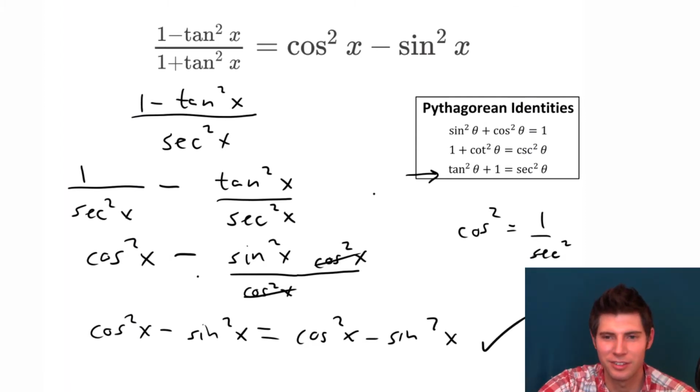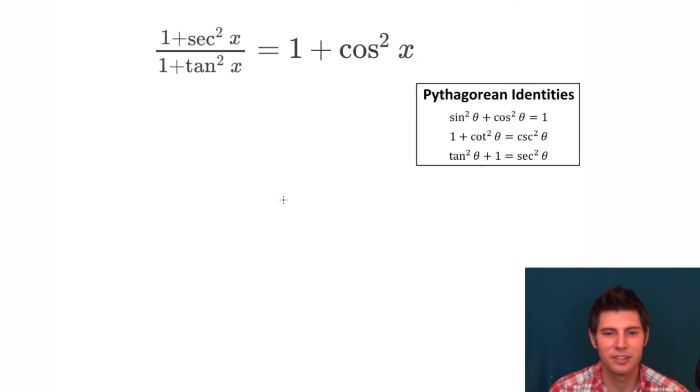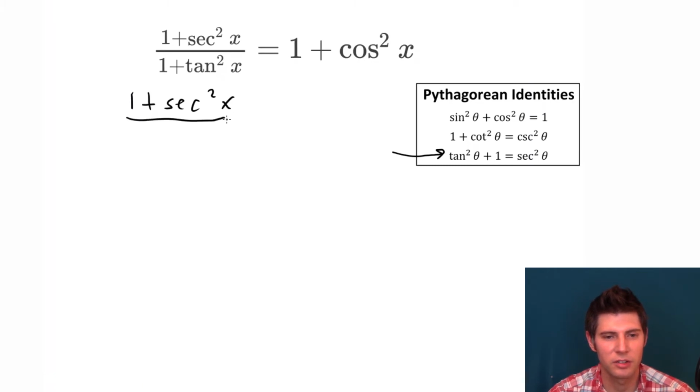Let's do the next. This one is very, very similar to the last one, almost identical. First thing we recognize, 1 plus tangent squared is one of our Pythagorean identities. It's this one right here on the bottom. So we're going to rewrite the bottom of the left-hand side as secant squared. So 1 plus secant squared x over secant squared x.